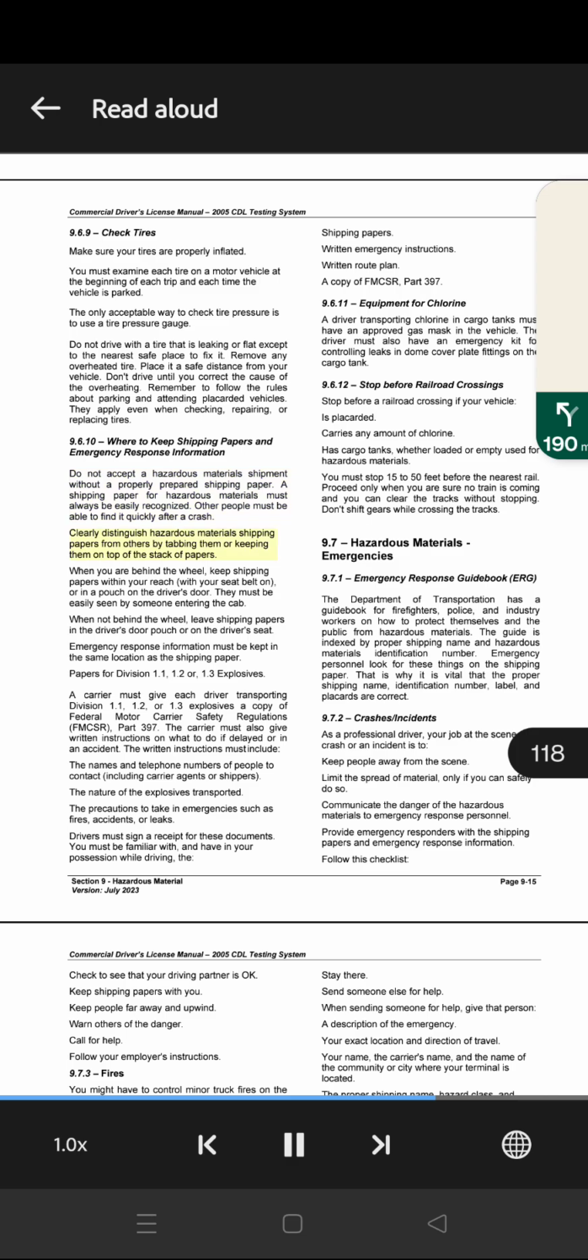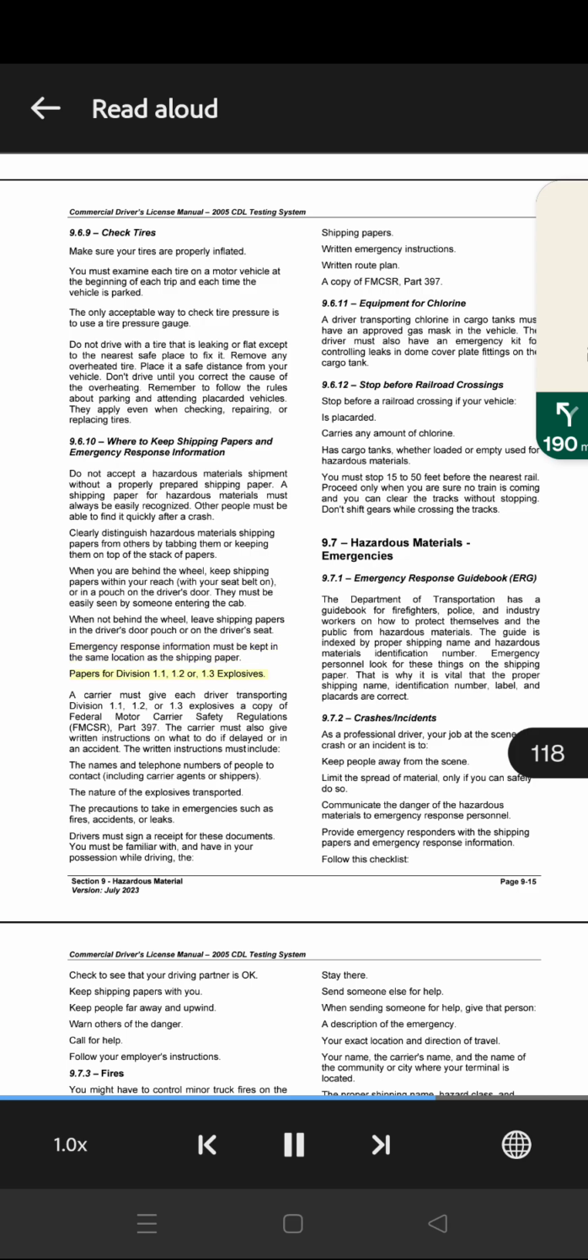Clearly distinguish hazardous materials shipping papers from others by tabbing them or keeping them on top of the stack of papers. When you are behind the wheel, keep shipping papers within your reach with your seat belt on or in a pouch on the driver's door. They must be easily seen by someone entering the cab. When not behind the wheel, leave shipping papers in the driver's door pouch or on the driver's seat. Emergency response information must be kept in the same location as the shipping paper.